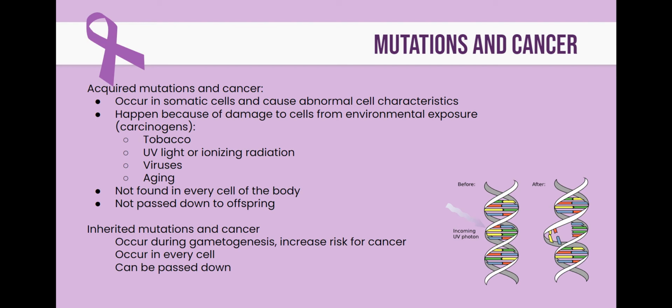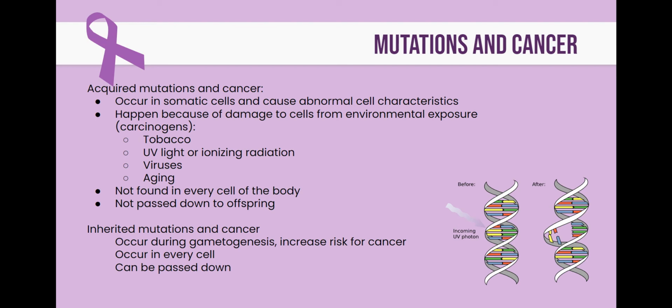But aging itself is sort of a carcinogenic event. So these changes aren't found in every cell of the body. They're found in some cells and not others. They are not passed down to offspring. And that is responsible for most of your cancer.